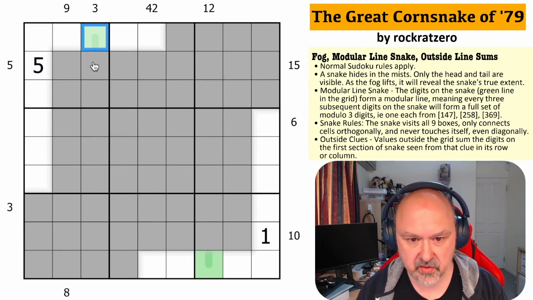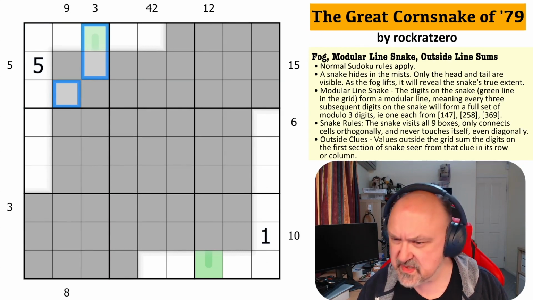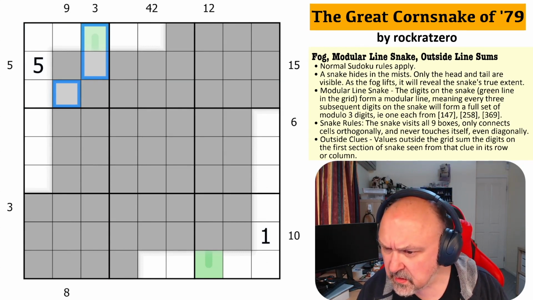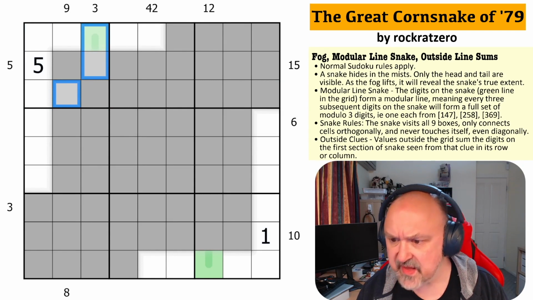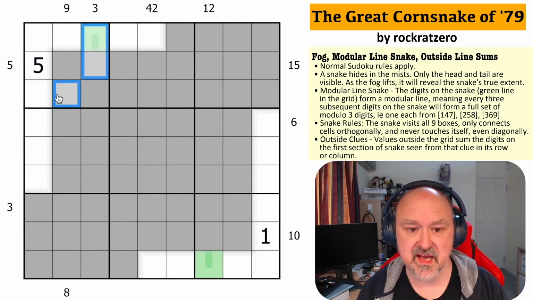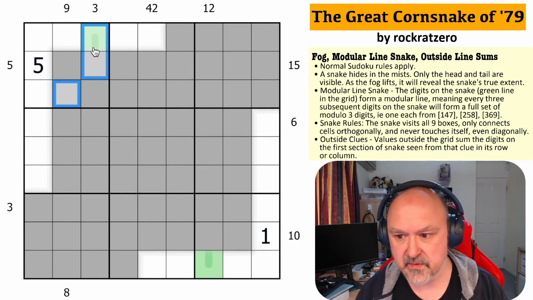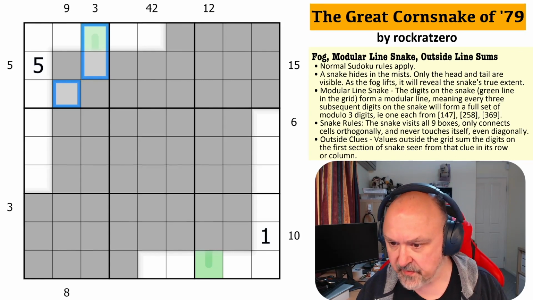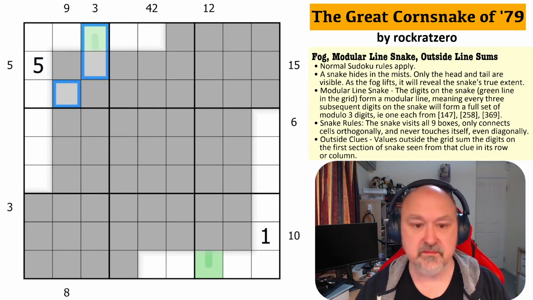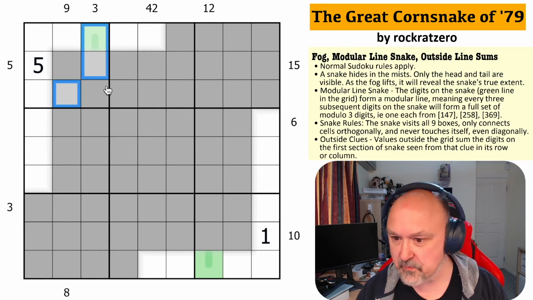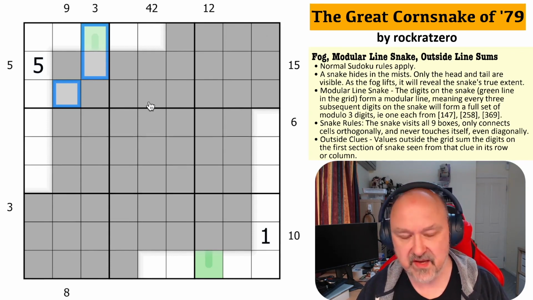Say the line goes there, there, and I don't know, there. Did it say it had to move orthogonally? Doesn't say that, or at least it hasn't said that yet. Then one of these would be from 147, one would be from 258, and one would be from 369. Okay, the snake visits all 9 boxes, only connects orthogonally, so this is not legal. Already I've broken it, and never touches itself even diagonally.